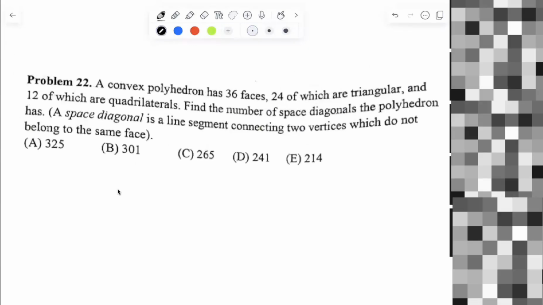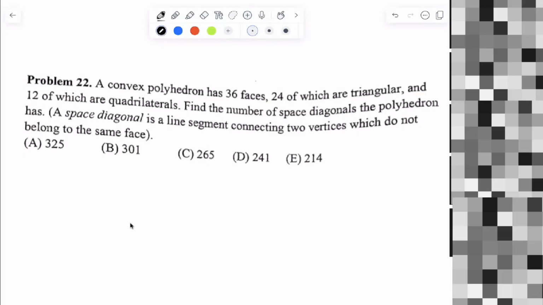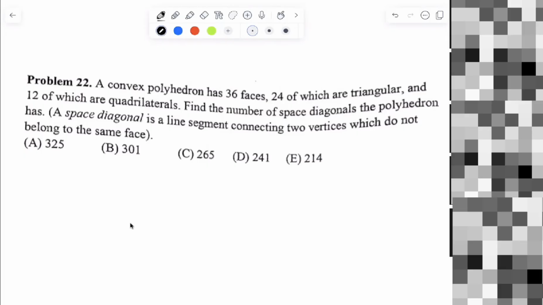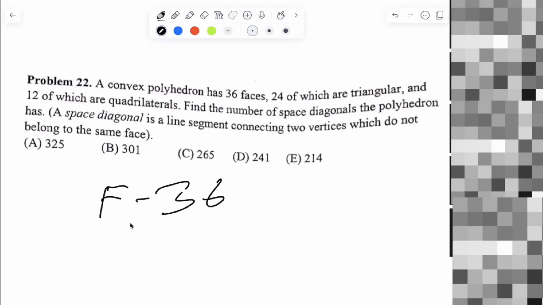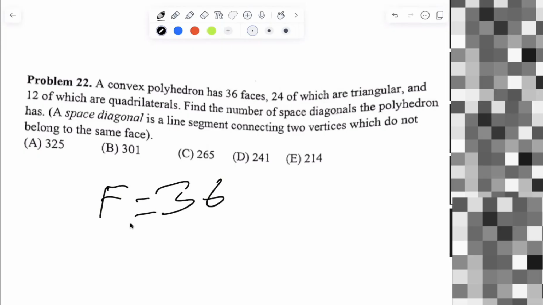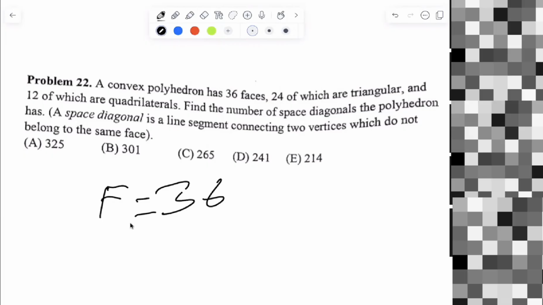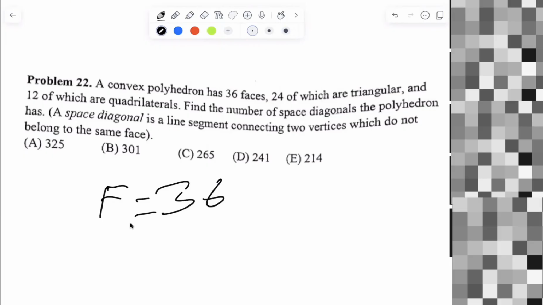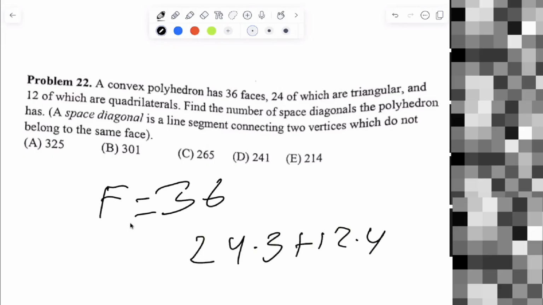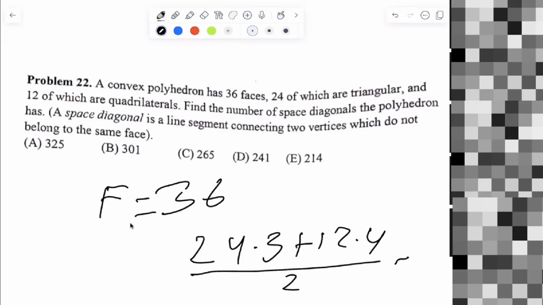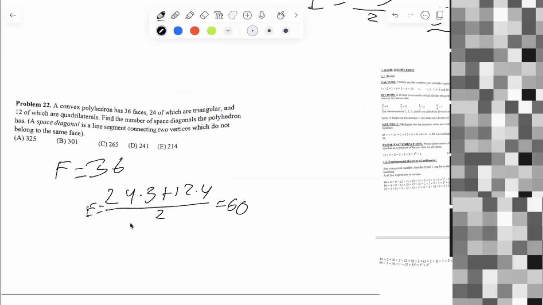All right, let's get started with this question. So basically, how do we approach this? Well, notice that the number of faces is 36. By the edges and faces formula, which is faces times the sides per face, divided by 2, you get 24 times 3 plus 12 times 4, divided by 2, which is equal to 60. That's the number of edges.